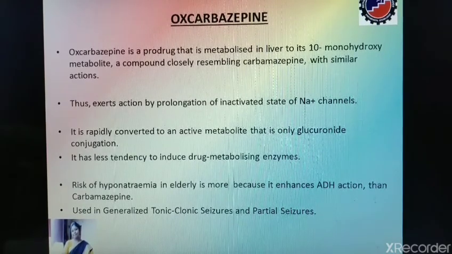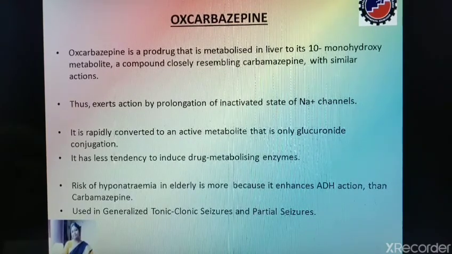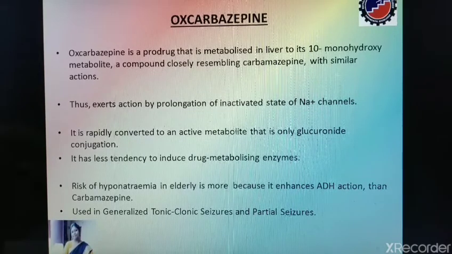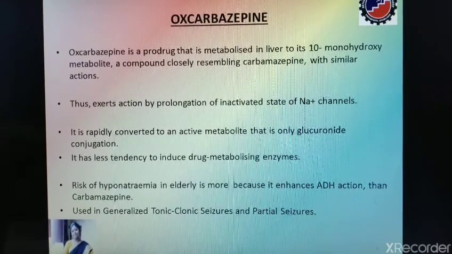The risk of hyponatremia in the elderly is more as compared to carbamazepine, and oxcarbazepine is used in generalized tonic-clonic seizures as well as partial seizures. So I hope this iminostilbene group of drugs, that is carbamazepine and oxcarbazepine, is clear to you.